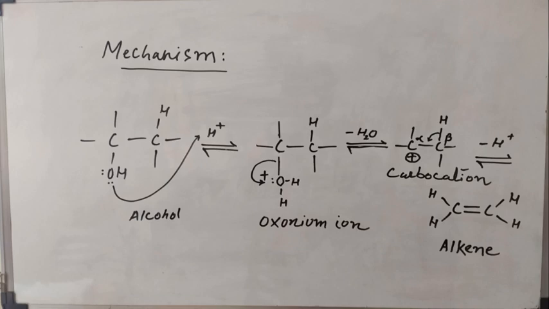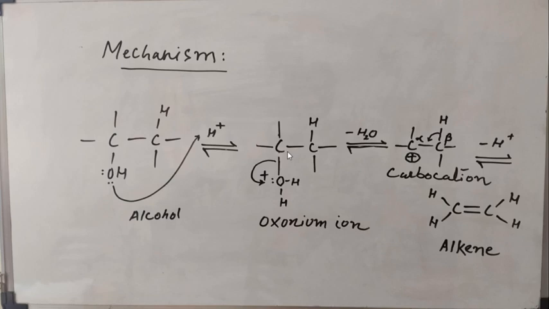Now the mechanism involves a carbocation intermediate. The substrate, alcohol, has an OH functional group, and the oxygen has two unshared pairs of electrons. In the presence of concentrated sulfuric acid, a strong acid, it gives H plus ion. So here the lone pair of electrons is attracted toward the proton, and this unshared pair bonds with the hydrogen atom to form the oxonium ion.